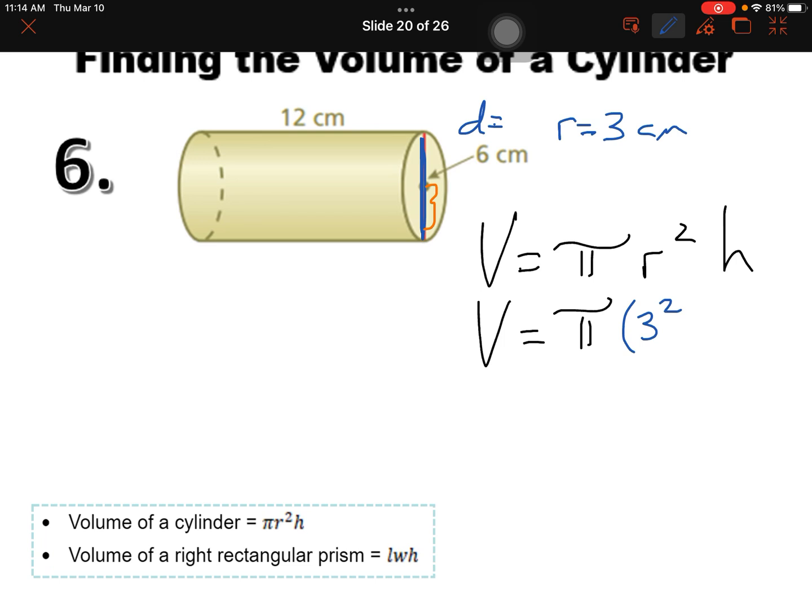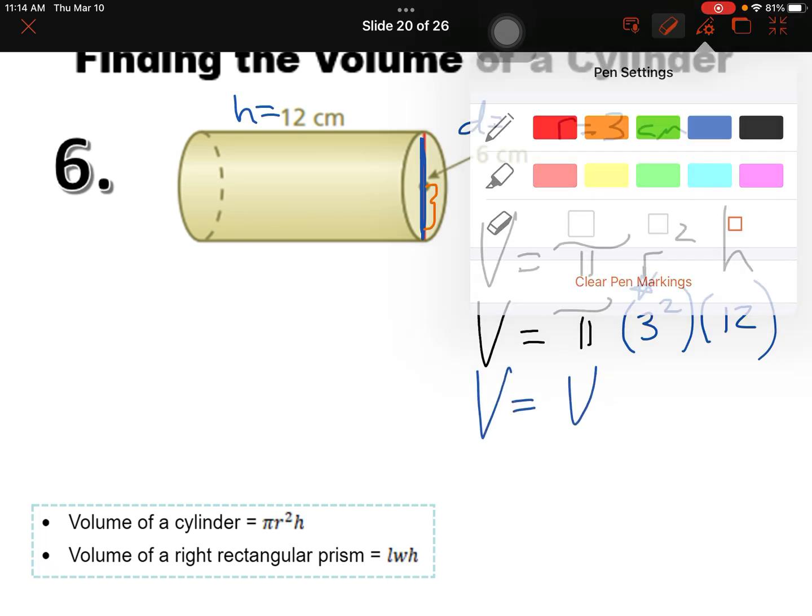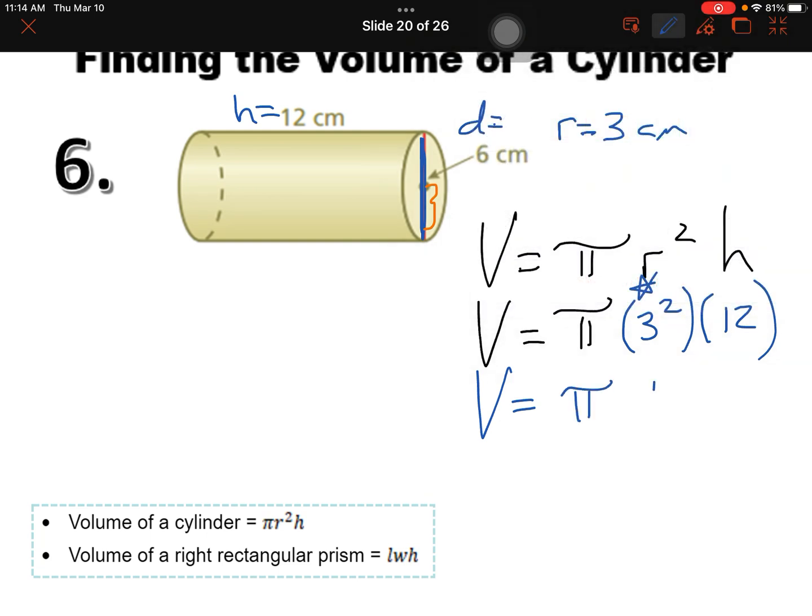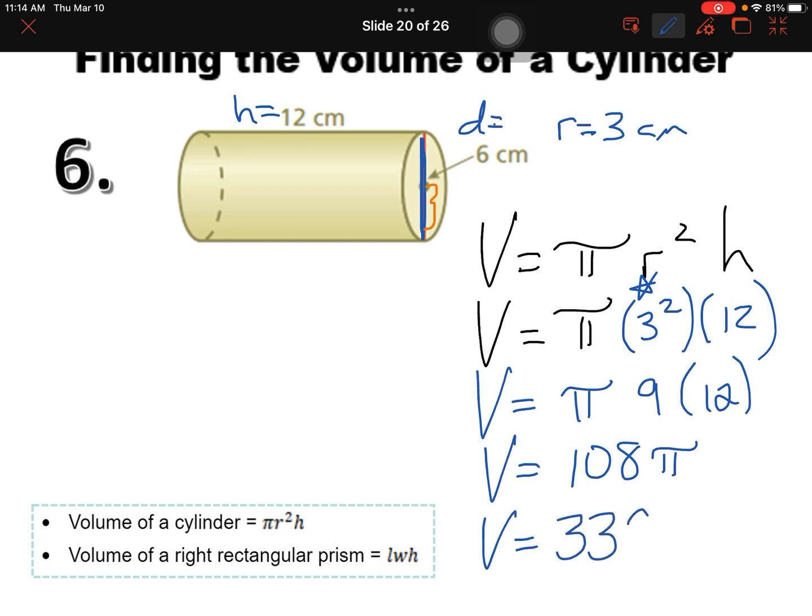And so we're going to put in 3 squared, and this would be my height, which is 12. Now remember, I'm going to do one step at a time. I don't know why I wrote a V there. That's supposed to be pi. And 3 squared is 9. And then I have times 12. Well, 9 times 12 is 108 pi. And so the overall volume, once you multiply by 3.14, is 339.12 centimeters cubed.